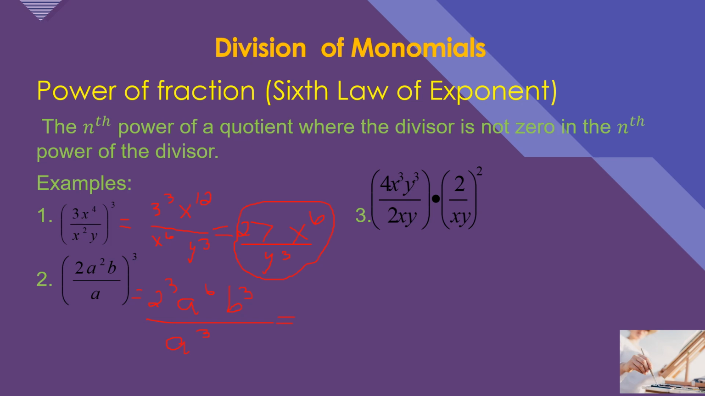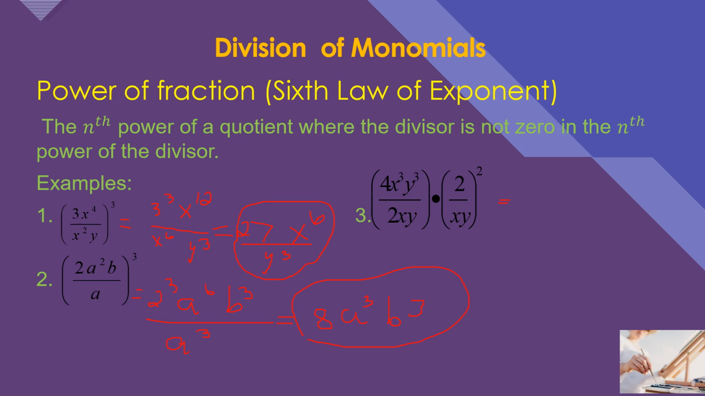So 2 cubed is equal to 8, because 2 times 2 is 4, and 4 times 2 is 8. So we have 8. Then 6 minus 3, that is a cubed, b cubed. Okay, so all you have to do is subtract the exponents. Yes, the exponent, and then here, we have two groups.